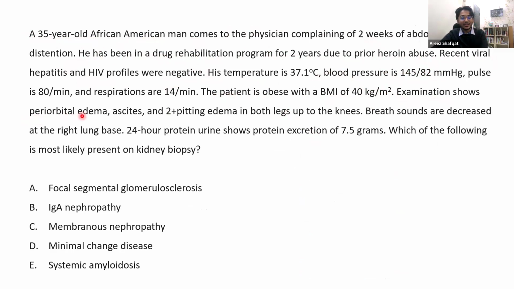Examination shows periorbital edema, ascites, and 2+ pitting edema in both legs going up to the knees. Breath sounds are decreased at the right lung base. 24-hour urinary protein excretion shows a protein excretion of 7.5 grams. Which of the following is most likely present on kidney biopsy?